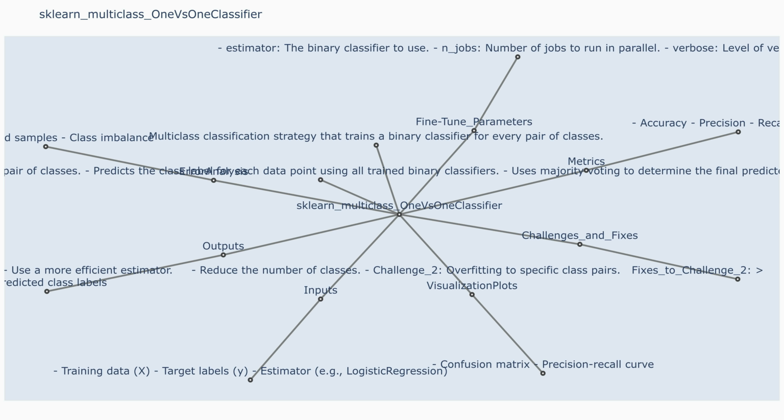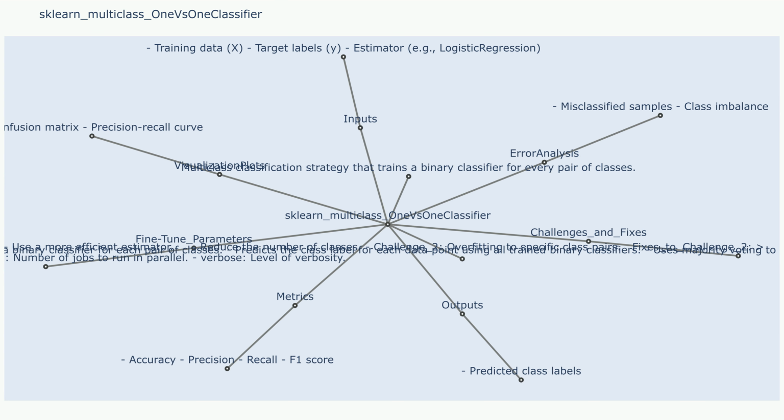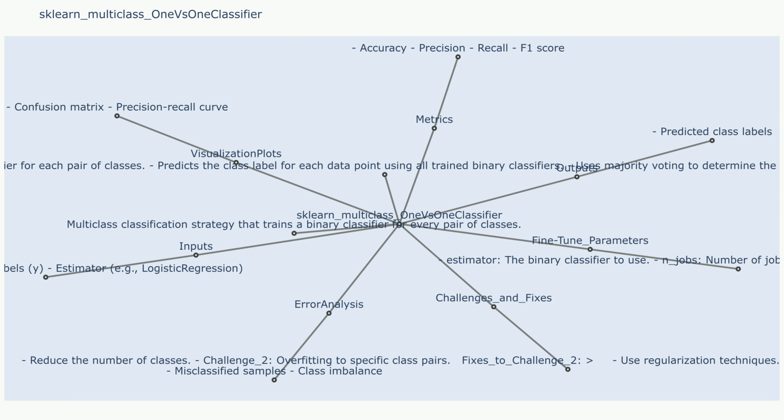Sklearn multiclass 1vs1 classifier. Description: the 1vs1 classifier strategy is a method for multiclass classification. It constructs one binary classifier for every pair of classes. To make a prediction, each binary classifier predicts the class for the given sample, and the class with the most votes is chosen.